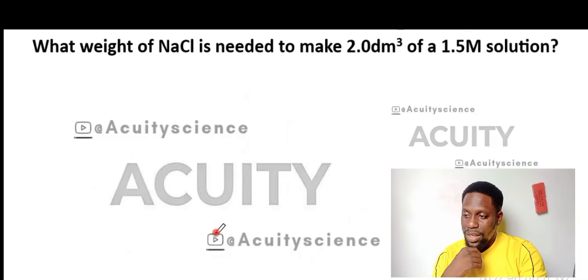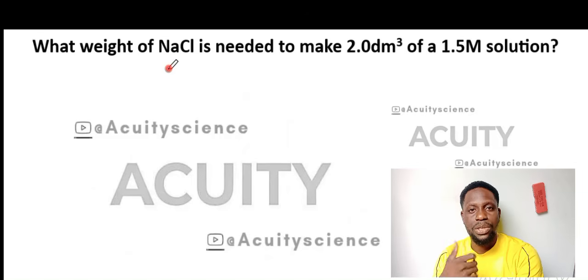Chemistry. All right, let's go. Easy one here on the board. Let's look at this question together. What weight of NaCl, what's that called? Sodium chloride. That's the normal salt you use to cook. It's needed to make 2 dm cube of a 1.5 molar solution.